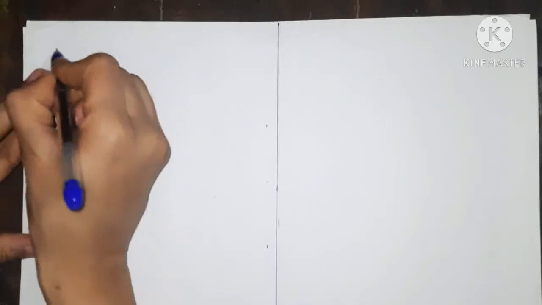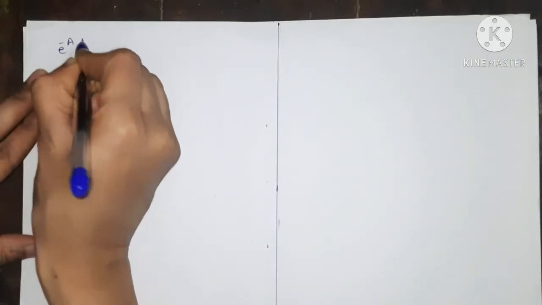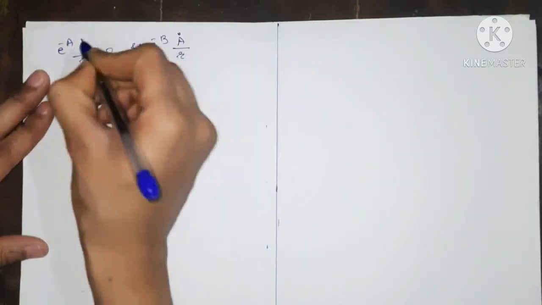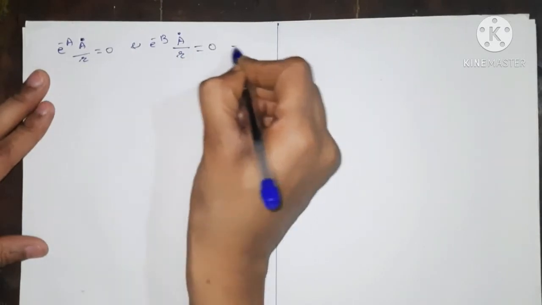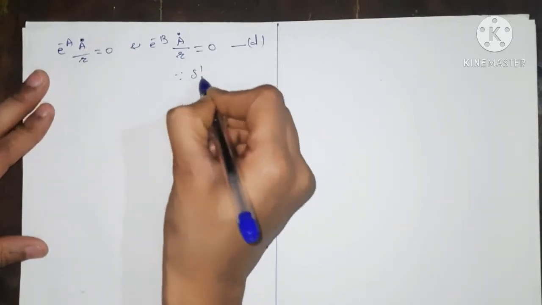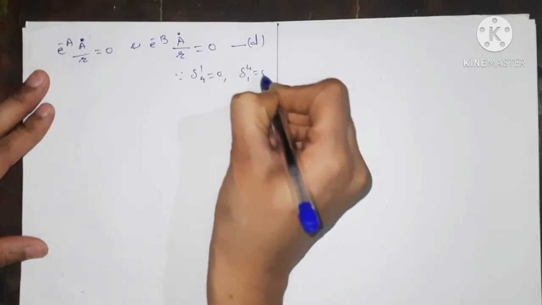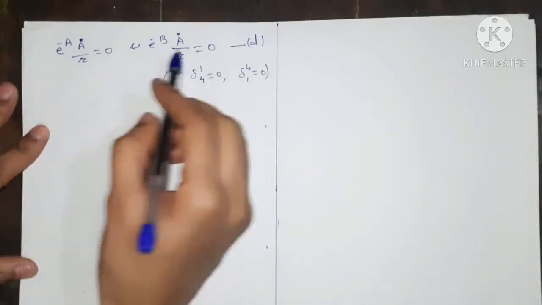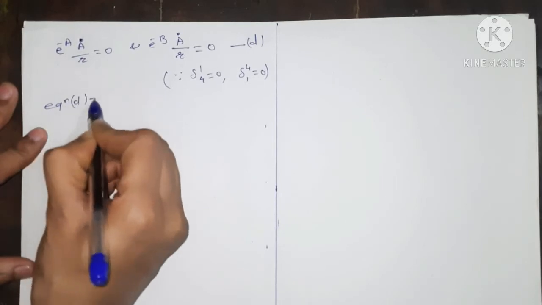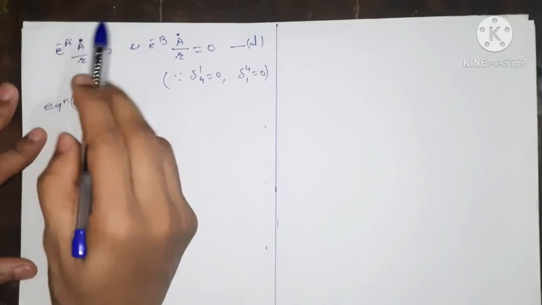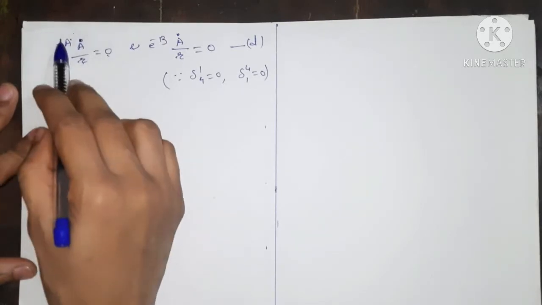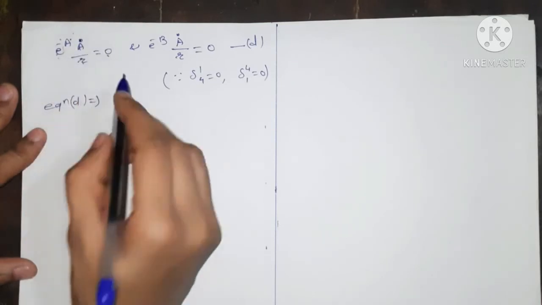Okay, so we write this as e to the power minus a dot upon r equal to 0 and e to the power minus b, a dot upon r equals to 0, and we give this as equation number D, since delta of 1 4 equals to 0, delta of 4 1 equals to 0, Kronecker delta is 0. So we have only this term is equals to 0. Now from this equation D, we can say that because e to the power minus a is not 0, here product is 0 but e to the power minus a is not 0. So what we have, a dot should be equals to 0.